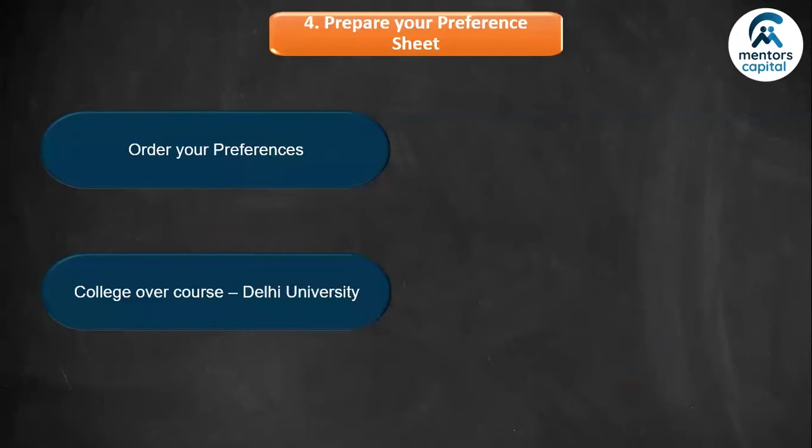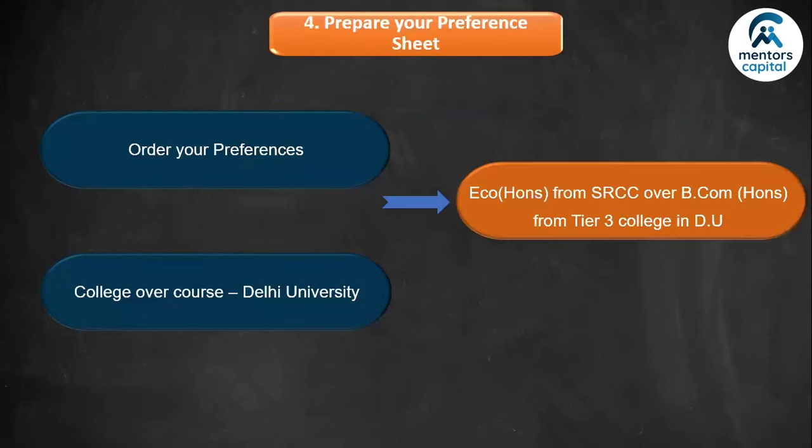And then if at times you get confused between, okay, I'm getting BCom honors here, but I'm getting eco honors there, what should you choose? For me, the criteria is college over course. I would always prefer to study in a better college if I'm getting one versus a course of my choice, right? For example, this is a very exaggerated example. It won't happen like this.